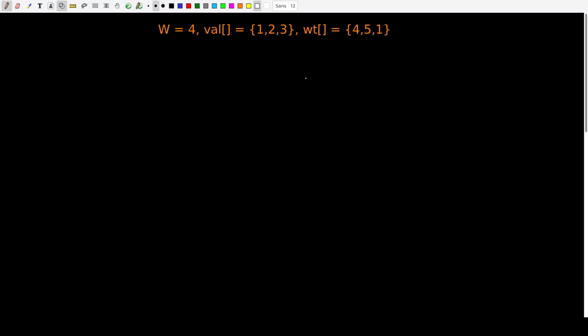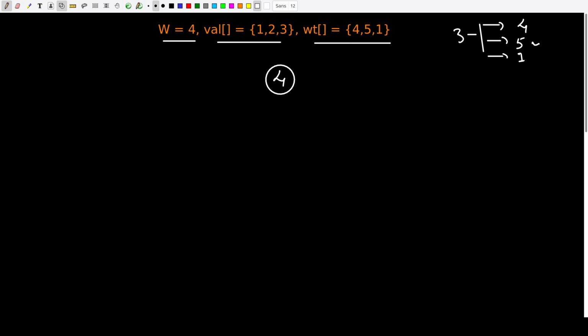To discuss the solution of this problem, let us take an example. Let us say the capacity of knapsack is 4 units and values and weights are given by these arrays. We are going to start with a knapsack of capacity 4. Now in this knapsack of capacity 4, what all items can be fit in? We have 3 items and the weights of these 3 items are 4 units, 5 units and 1 unit. Clearly this item will not be able to fit in this knapsack, so we will not be able to traverse this, but the other 2 items can be fit in.